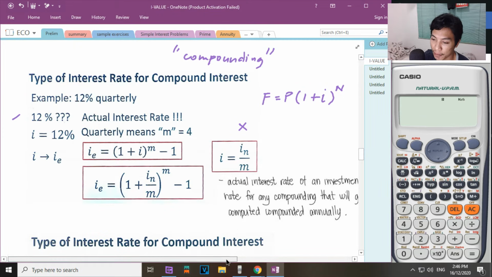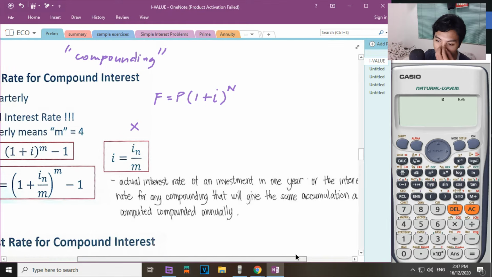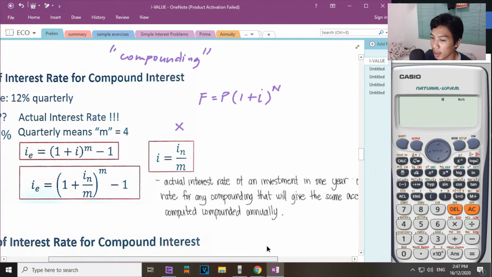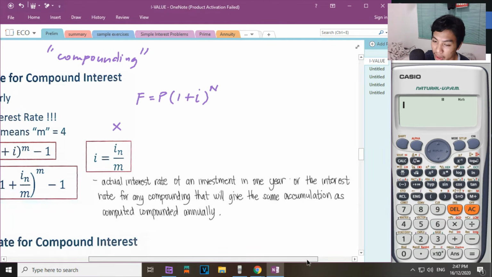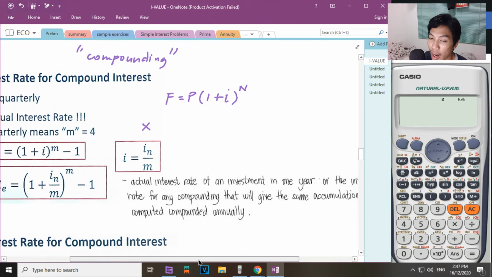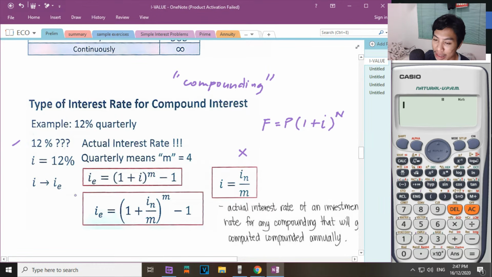So, that is for interest rate. Now, ano bang ibig sabihin ng actual interest rate of an investment? Actual interest rate of an investment in 1 year or the interest rate for any compounding that will give the same accumulation as the compounded annually. Yan. Hindi mo na kailangan gumamit ng effective rate of interest conversion. Sir, saan po ba natin ginagamit? Let us discuss it later.